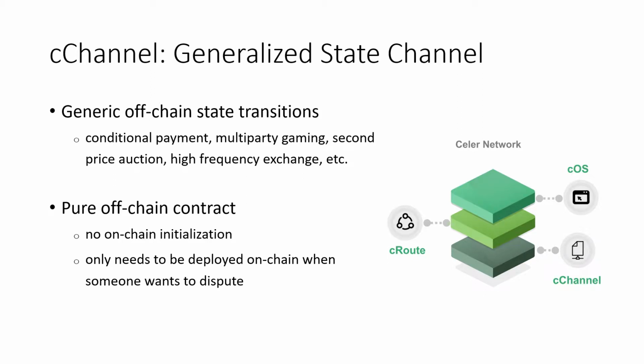But suppose, let's say, two parties play a chess game, with some bet that the loser pays the winner $10. For this conditional payment, if these two parties can already reach each other through the generalized state channel network, this chess game does not need to be initialized on-chain at all. They can just start with this pure off-chain contract and only need to deploy the contract if someone does not cooperate, if someone wants to trigger a dispute. This way, we can make the off-chain platform highly efficient.